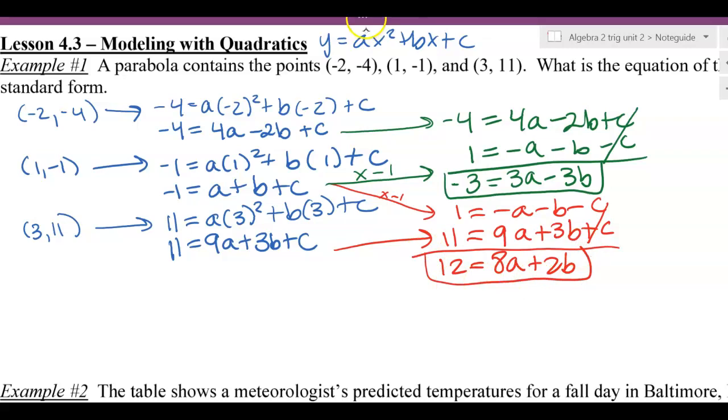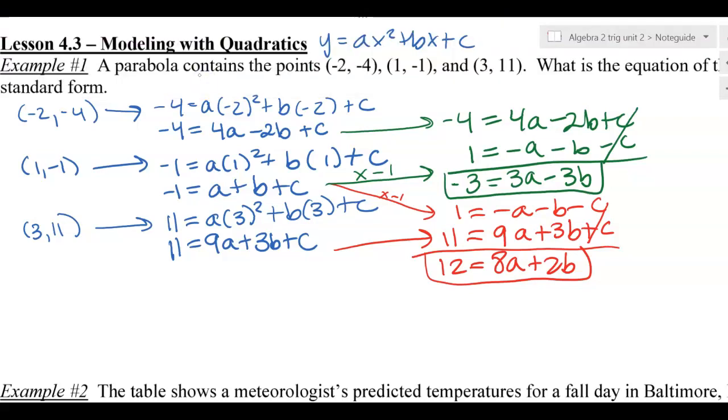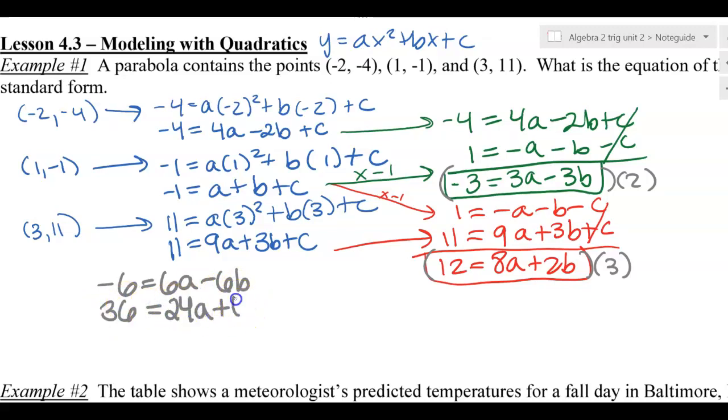And now I'm going to combine those 2 equations together. So if you guys remember, I'm going to multiply the first one by 2 and the second one by 3, focusing on canceling out the b's. So I would have -6 equals 6a minus 6b, and I would have 36 equals 24a plus 6b. So I get 30 equals 30a, and so a is equal to 1. Is that okay with everybody?